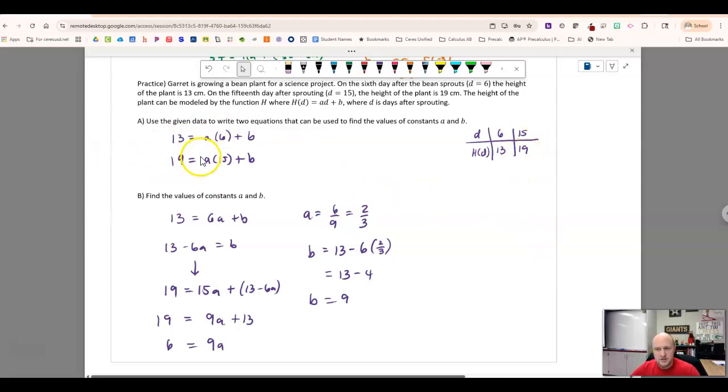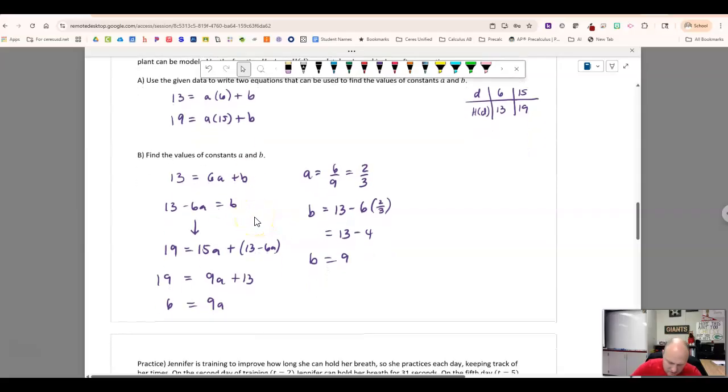So here's your two equations, and you can solve this. Again, this is with substitution, what I did here. If you use substitution, here's what the two equations would look like. You solve for b by moving the 6a over, and plug that into our second equation. So 19 is equal to 15a plus my equation from up here, which is 13 minus 6a. Solve, and you end up getting 9a equals 6. So a is equal to 6 over 9, which is 2/3. You plug that back into your equation for b, and you get b is equal to 13 minus 6 times 2/3, which is 4. And so you get 9 as a solution.